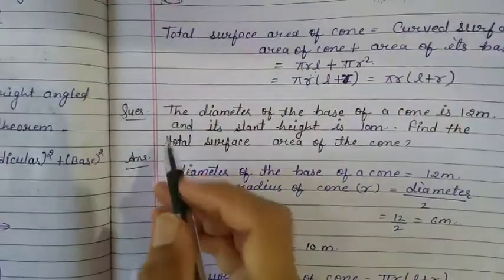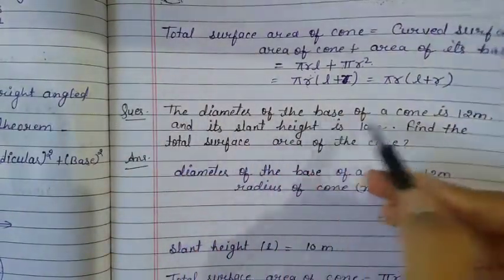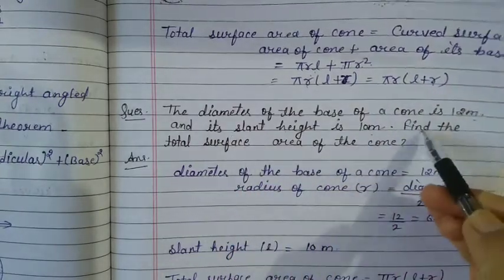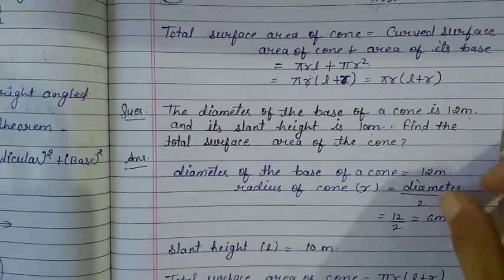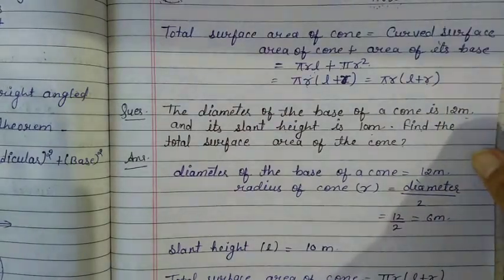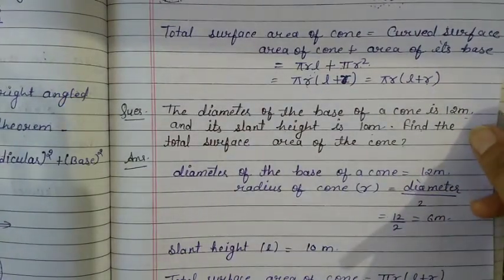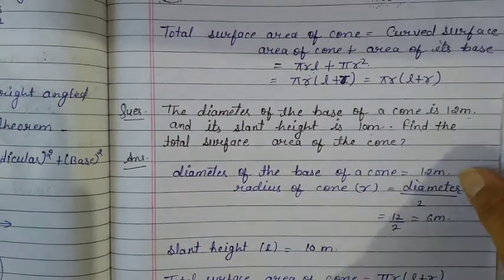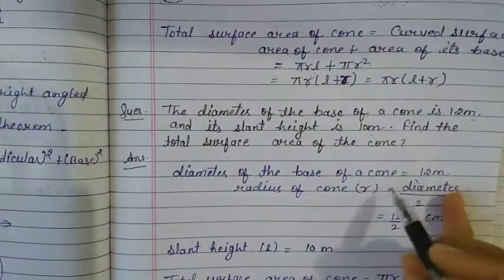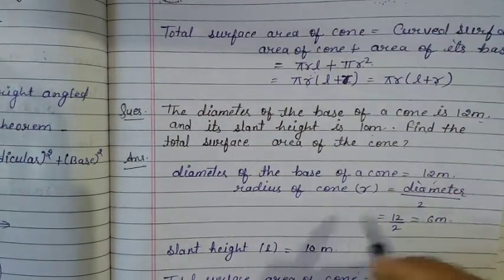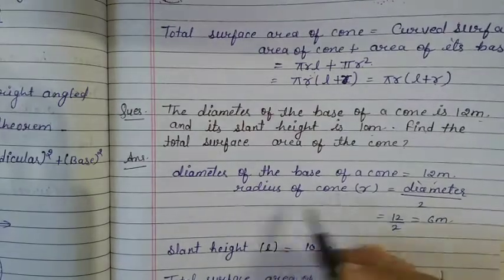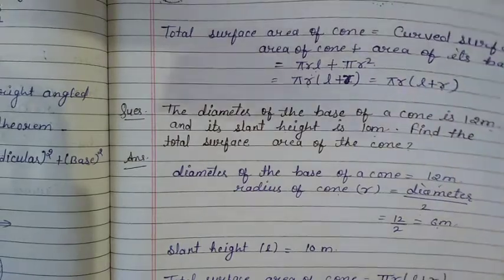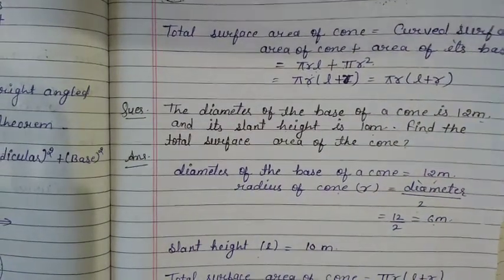Now a question: the diameter of the base of a cone is 12 meter and its slant height is 10 meter. Find the total surface area of the cone. Here the diameter of the base is given as 12 meter and the slant height is 10 meter. Firstly, we will find the radius of the cone. So radius equals diameter upon 2, that is 6 meter, and slant height L is given as 10 meter.